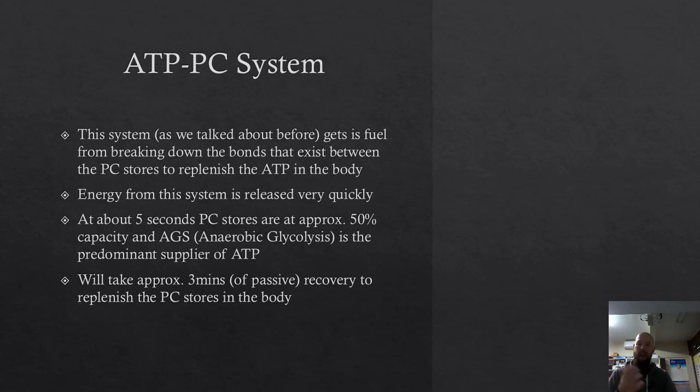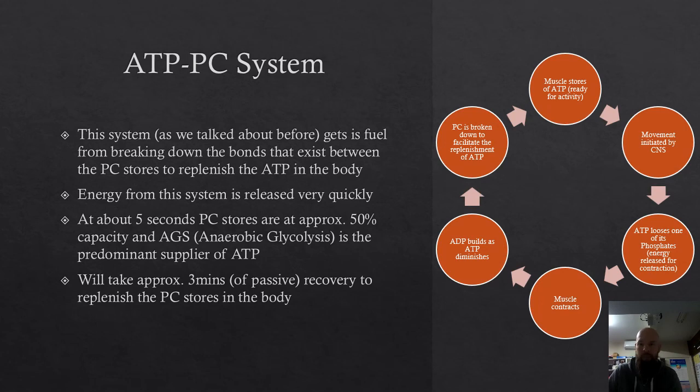But it has to be passive recovery. So when we talk about active and passive recovery, passive is sitting down, not doing anything, because if you're up walking around, you're still going to be using your ATP because you're walking. So there's muscular contractions happening. So 3 minutes of passive recovery to replenish those PC stores, and then you can go again. It takes about, I think, 5 to 10 minutes to actually replenish 100% of those stores. So here's our little process of everything.